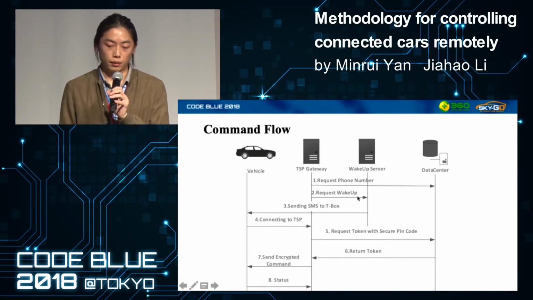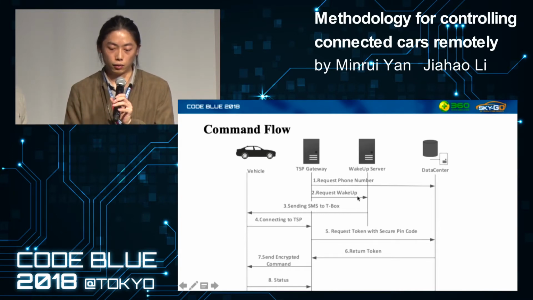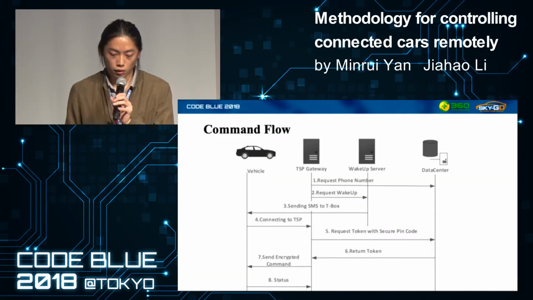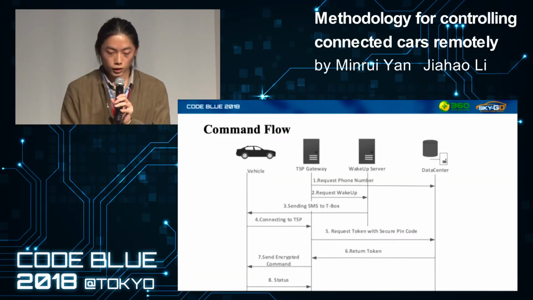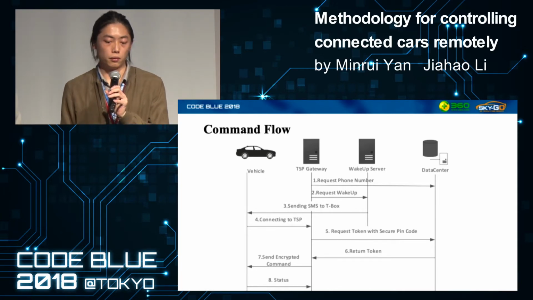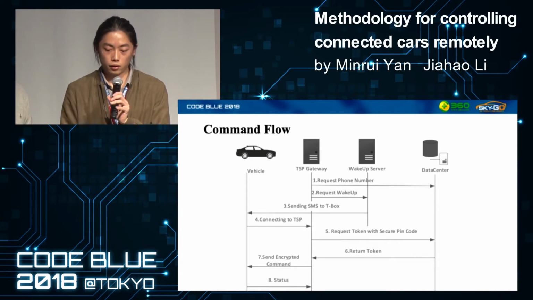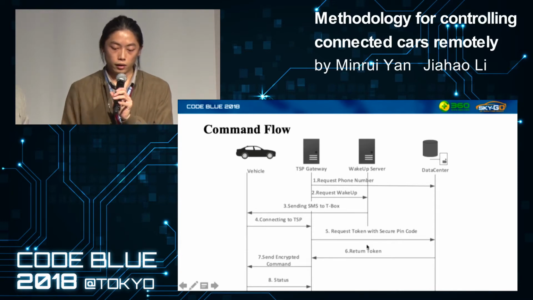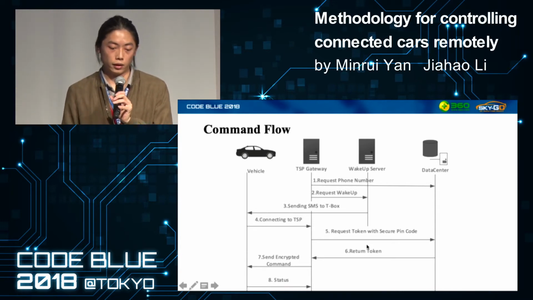Then the T-Box will wake up and connect to the TSP gateway and register services in step 4. Then the TSP will listen for a new device event and handle the command queue. Then it requests the token with an 8-digit pin code and encrypts the command data. Finally, the target vehicle will receive the command and return status.